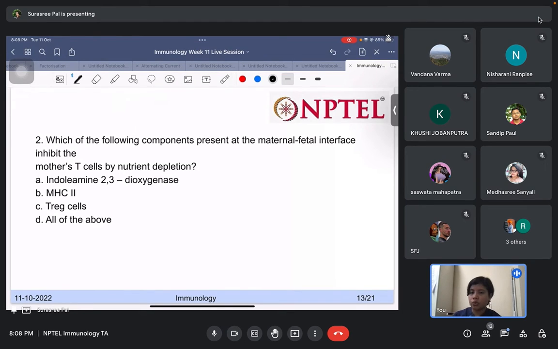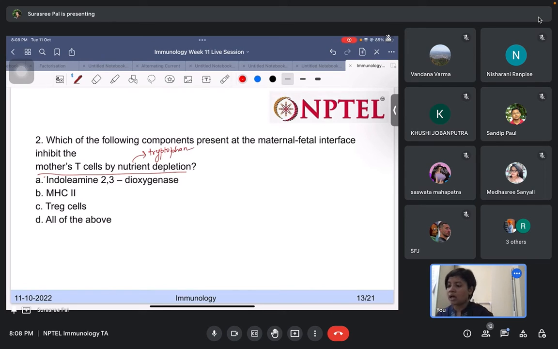Yes. So the component which inhibits the mother's T cells by nutrient depletion, which is tryptophan depletion. The answer will be A.